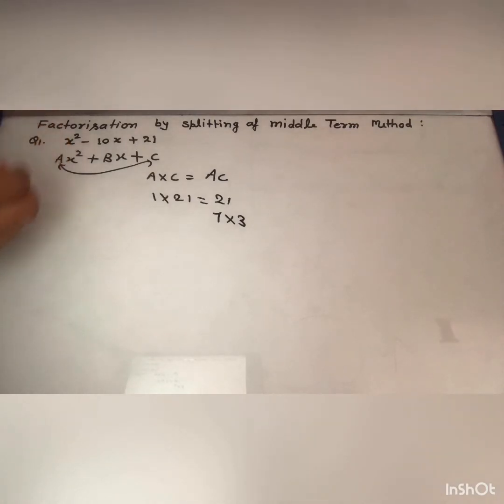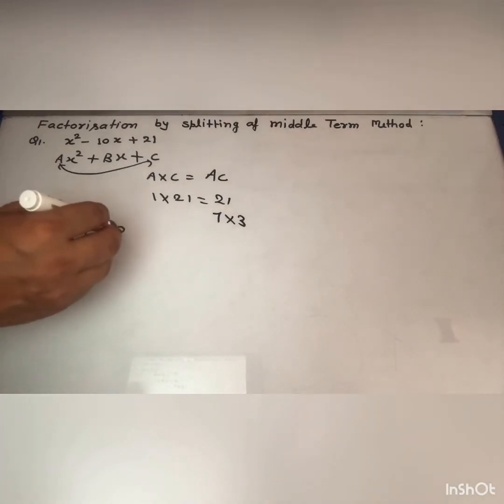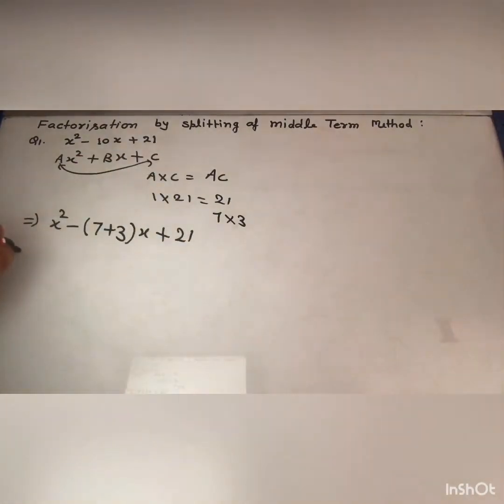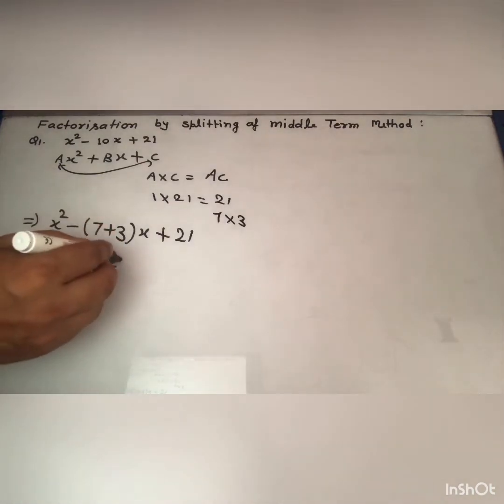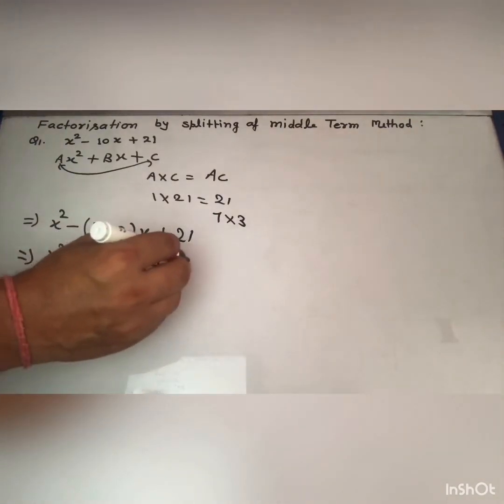So you will write this expression in this form, that is x square minus, under bracket, 7 plus 3, x plus 21. Now you operate the bracket, you will get x square minus 7 into x, that is minus 7x, and again minus 3 into x, that is minus 3x, plus 21.